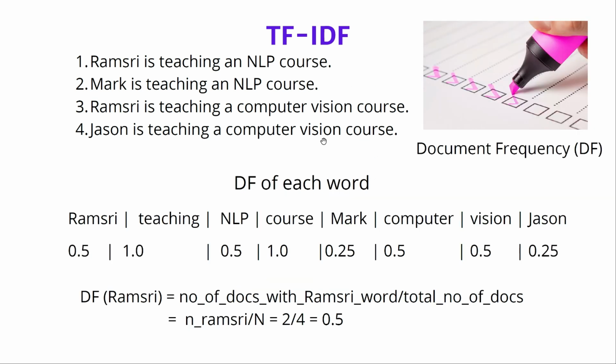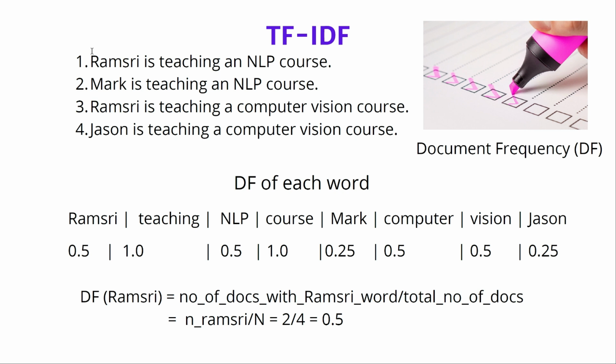Now moving further, what else can we collect? For example, in the first sentence we just collected how many times Ramsri comes. For example, Ramsri comes 2 times, we can just say 2 by the total number of words. That's the term frequency of Ramsri. But there is another interesting semantic that we have not captured, which is the document frequency of Ramsri. What that means is how many times does the word Ramsri occur across documents, in our case across sentences.